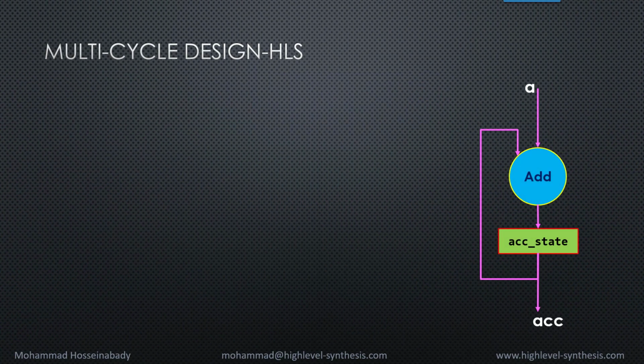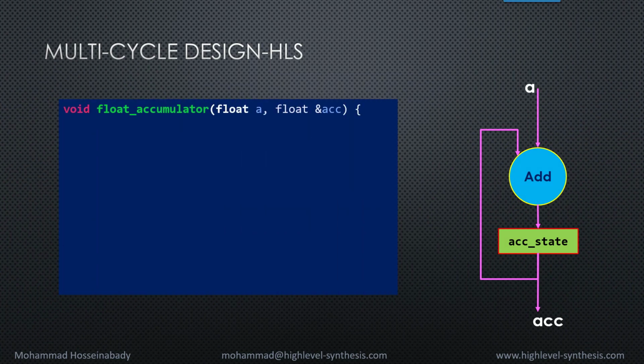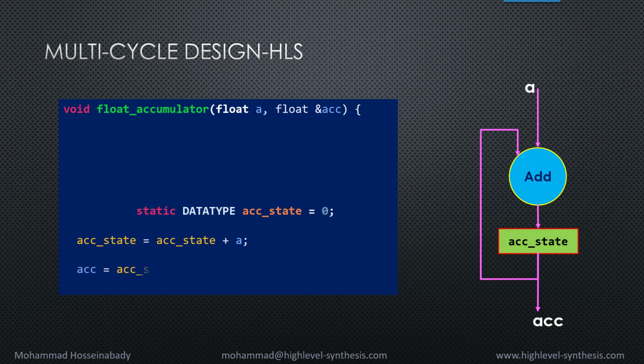Now let's describe the floating-point accumulator in HLS. The top function receives an input and generates an output. We need a static variable to save the previous results. Then we need the addition and finally sending out the result. As the state register provides the output directly, we should ensure that the synthesis tool does not optimize that and merge it with other registers in the RTL design after synthesis. For this purpose, we can add the volatile modifier to the static variable declaration.